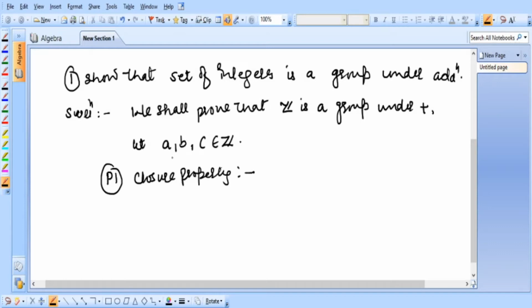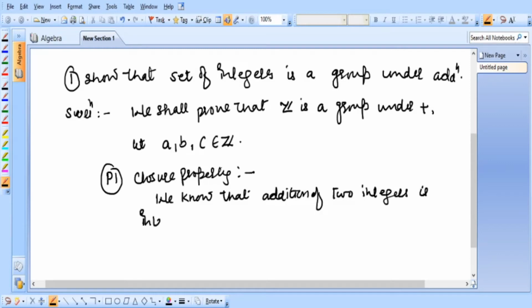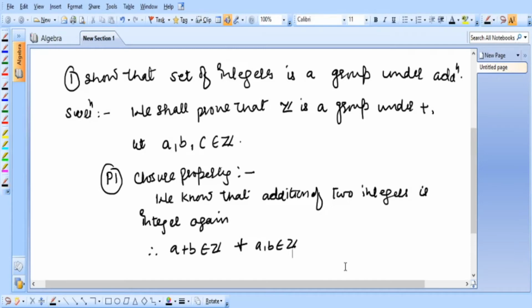Which is a very basic thing that we know, or you can write it in this way: we know that the addition of two integers is an integer again, therefore a plus b belongs to Z for all a, b belonging to Z, right? So the first property is true.